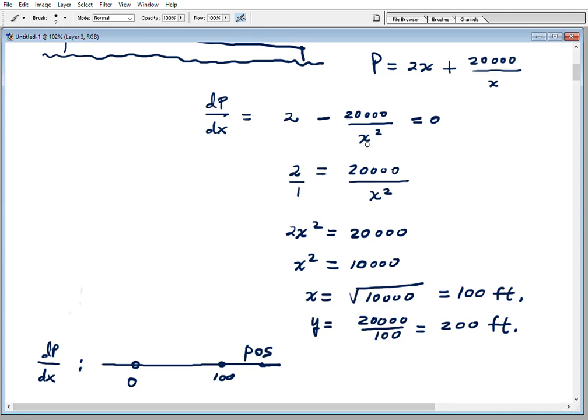Let's say if we substitute in 1, we have 2 minus 20,000, definitely negative. Okay, that's as far as we have to go. We just want to look to the left and right of 100. So here, negative, here, positive. We're getting, this is a min. Okay, that just confirms we have a min, not a max.